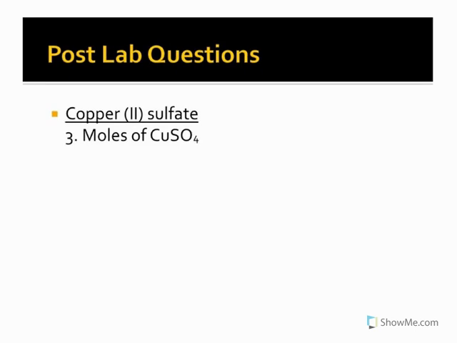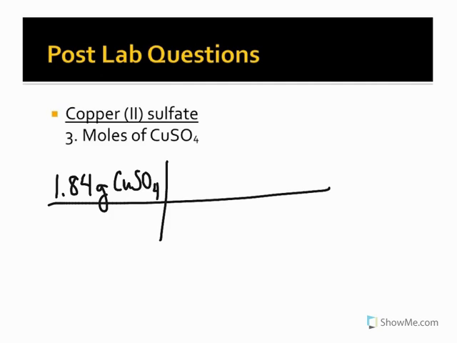Step number 3 has you calculating the number of moles of copper 2 sulfate, and there's a hint, you'll need to use your periodic table. So we'll start this problem with the number of grams from part 2. So I had 1.84 grams of copper 2 sulfate. In order to get the unit here to cancel, we'll need to put that unit in the bottom of the next step. So grams of copper 2 sulfate goes down here. And then what would go on top would be moles of copper 2 sulfate.